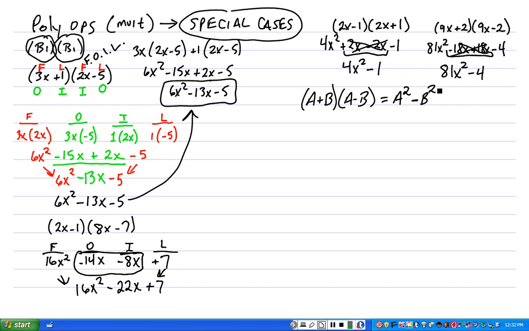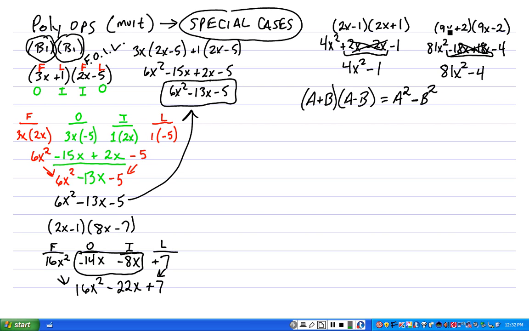So if you look, the first term in this problem was 2x. If I square 2x, I get 4x squared. Then I write your minus sign. The last term I have is a 1 in this binomial, and 1 squared is just 1. And there it is: a squared minus b squared. Look at this one.